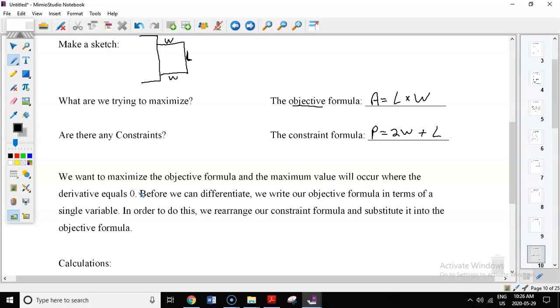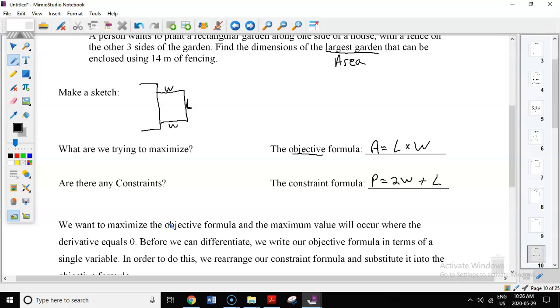The problem is we can't differentiate a function when it's in terms of two variables. We don't want to use implicit differentiation here. So we have to write our objective formula in terms of a single variable. That's why we need that second formula. In order to do this, we rearrange our constraint formula and substitute it into the objective formula. So the constraint formula, we know what the perimeter is. It should be 14 equals 2W plus L.